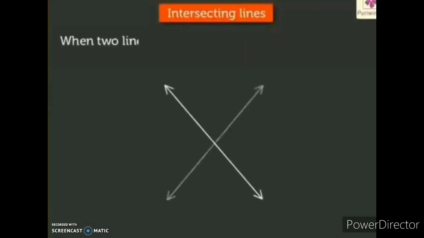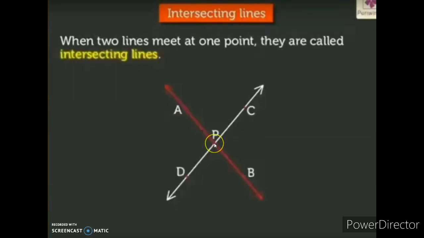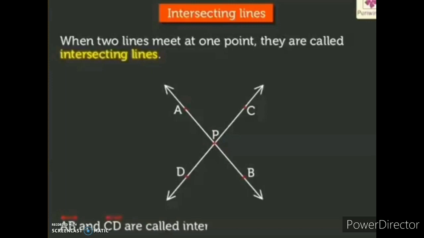Next, children, let's see what we mean by intersecting lines. So when two lines meet at one point, they are called intersecting lines. So here the point P is the point of intersection. The line AB and line CD are meeting at point P. So we can tell line AB and line CD are intersecting lines.